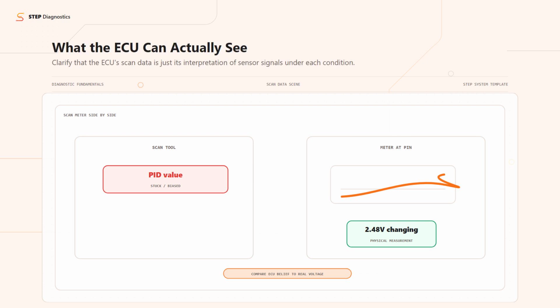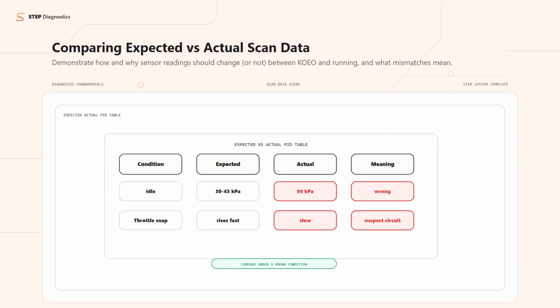When you view scan data, you're seeing what the ECU interprets from its sensors. With KOEO, some signals are static or in default states. When the engine is running, dynamic changes expose faults the ECU couldn't see before. With KOEO, you'll see reference voltages and many sensors at rest.